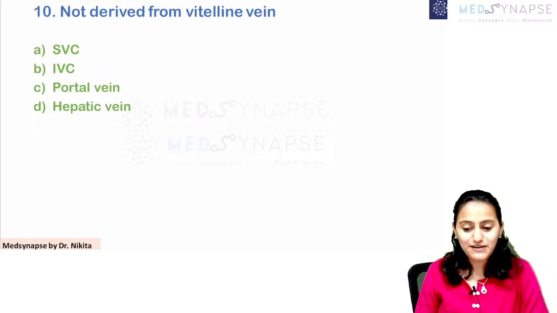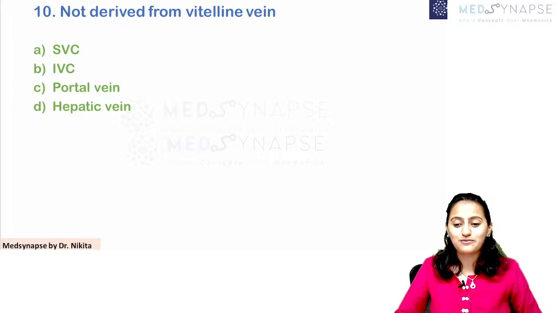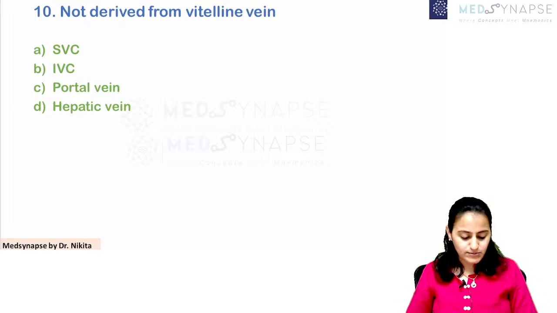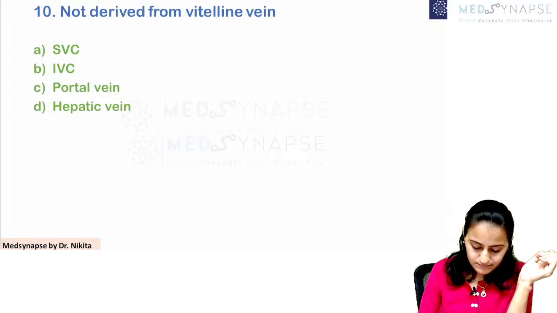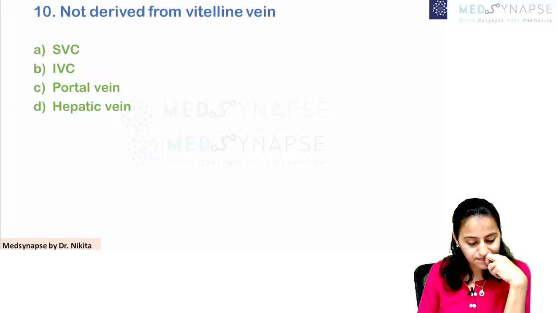Going to the next one in the top 10 mnemonics. This is your 10th one, the last one. Coming to the venous system development. Which of these is not derived from the vitelline vein?